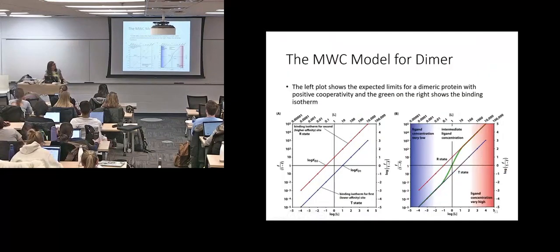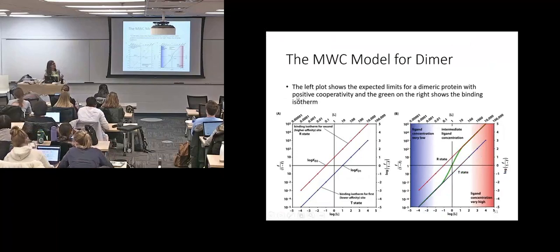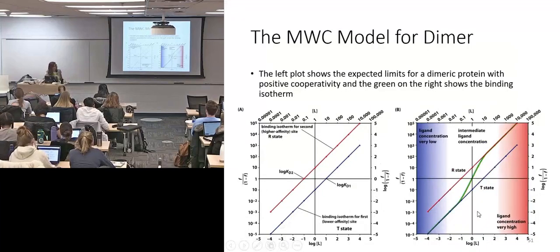So the left plot shows the expected limits if you have a dimeric, or 2 subunit, protein that's showing positive cooperativity. And the green curve on the right is showing the fact that when you fit this model, there's going to be a switch between the two. Okay? Where everything starts in T state. As you raise the ligand concentration, you're seeing an increasing number of things switching to R state. And so eventually everything would be in R state. And so this is a way to see how your binding isotherm changes.